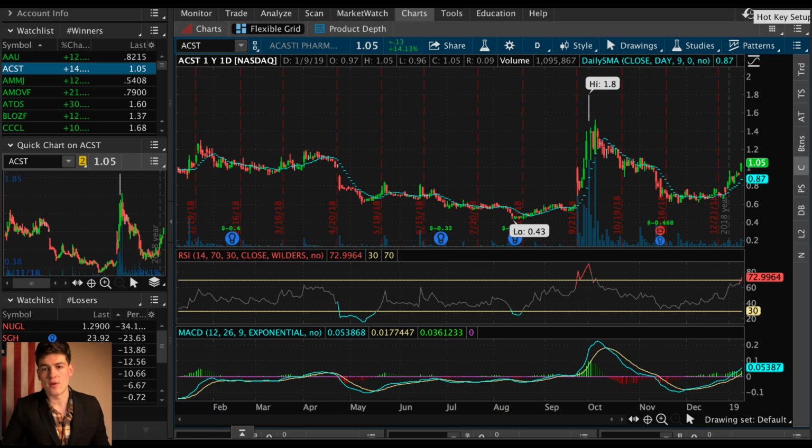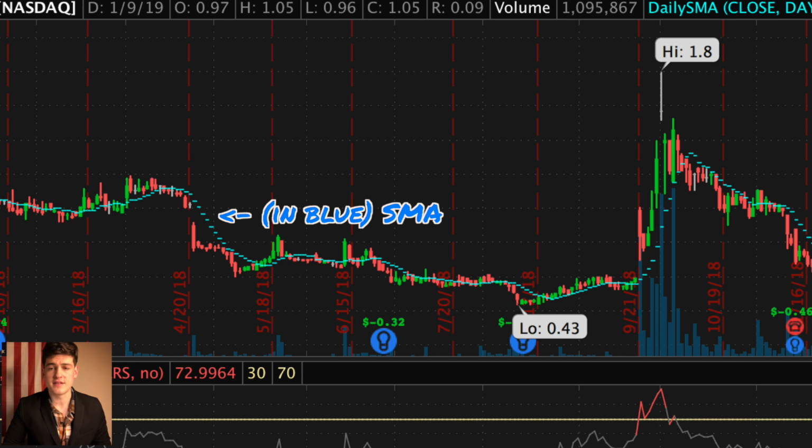So the first way to know when a stock is heading for a reversal is to check the SMA line. This is the simple moving average, and it measures the average of the stock price over a specific time period, which is the time period that you have open in your Thinkorswim platform or whatever platform that you're using. I recommend Thinkorswim, by the way.